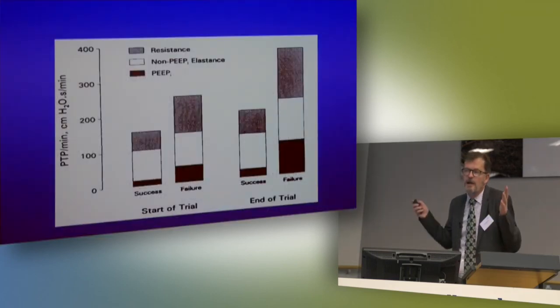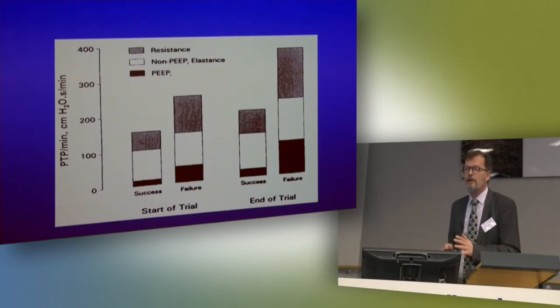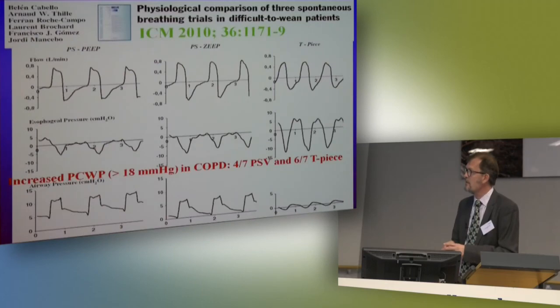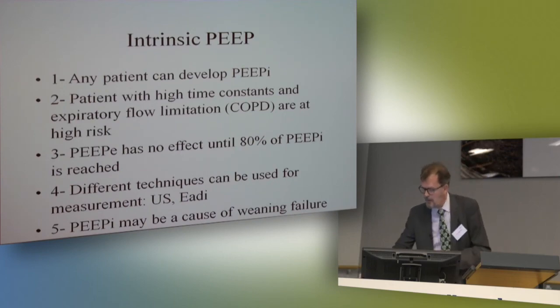I will finish by saying having a high intrinsic PEEP does matter, and we have data showing, for instance, that patients failing weaning trials increase their intrinsic PEEP. So there is a clinical consequence of that. I will finish by indicating that PPI may be a cause of weaning failure. I will stop there and be happy to answer your questions if I have time. Thank you.